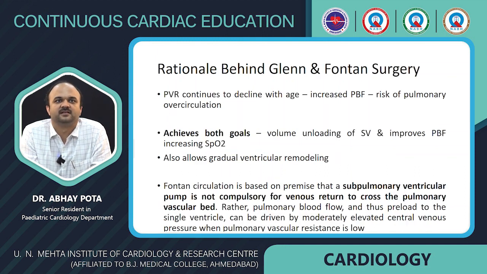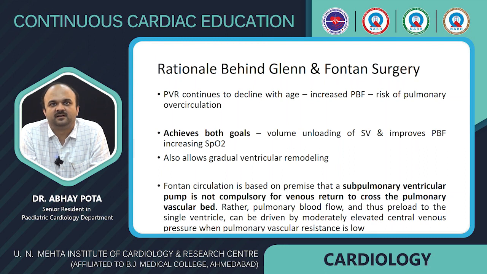So let us discuss the rationale behind Glenn and Fontan surgery. PVR continues to decline with age, leading to increased pulmonary blood flow, and there is risk of pulmonary overcirculation with passing time. So Glenn and Fontan surgeries achieve both goals of treatment of single ventricle: volume unloading of the single ventricle, and they also improve pulmonary blood flow, increasing saturation. This also allows for gradual ventricular remodeling.